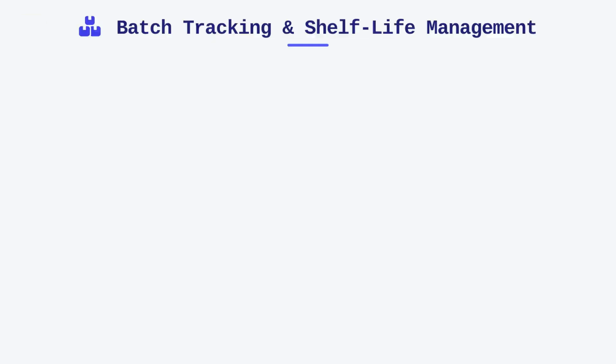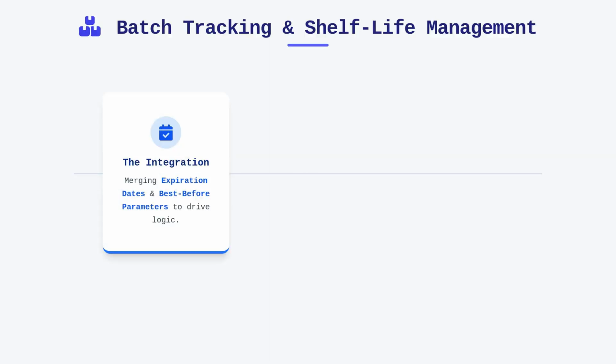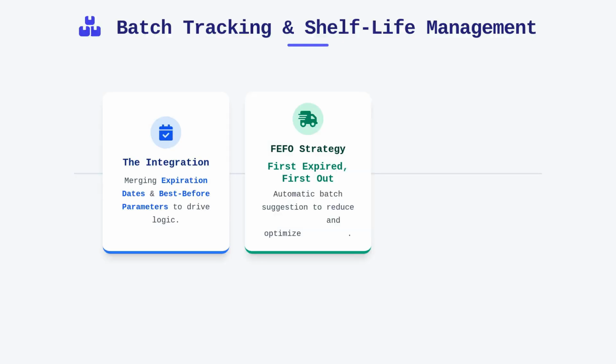The interplay between batch tracking and shelf life management is where inventory logic becomes truly interesting. By integrating expiration dates, best before dates, and specific shelf life parameters, you allow the system to effectively manage the first expired, first out, or FEFO, dispatching strategy. When a warehouse worker picks goods for a customer order, the system can automatically suggest the batch that is closest to its expiration date. This logic is not merely a suggestion, but a driver for inventory valuation and reduction of write-offs.